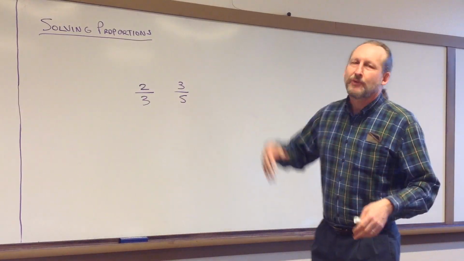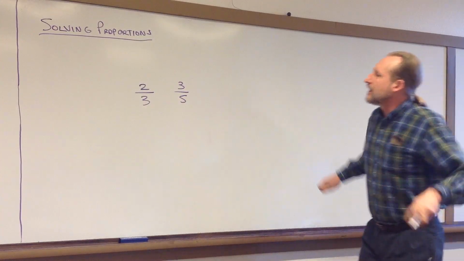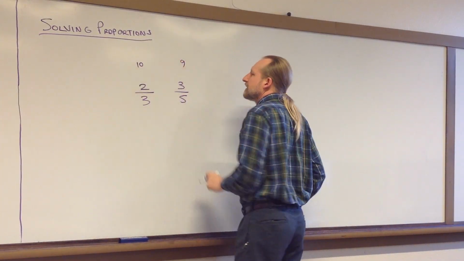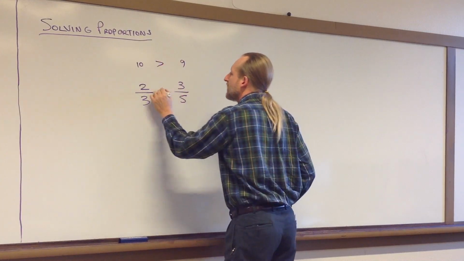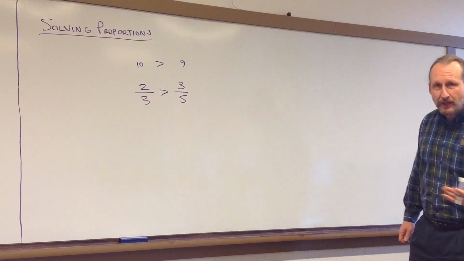We would get two fractions, they would ask us which one's bigger, and we learned that we can multiply. 5 times 2 is 10, 3 times 3 is 9, the 10's bigger than the 9, and so 2/3 is bigger than 3/5. It's a neat little trick.